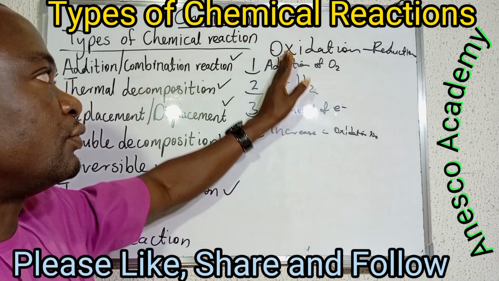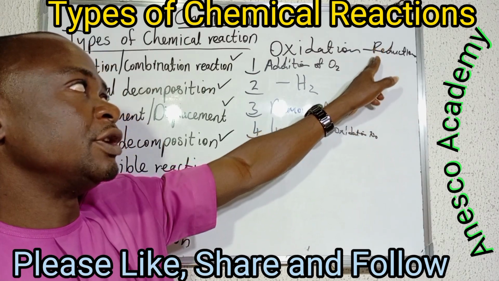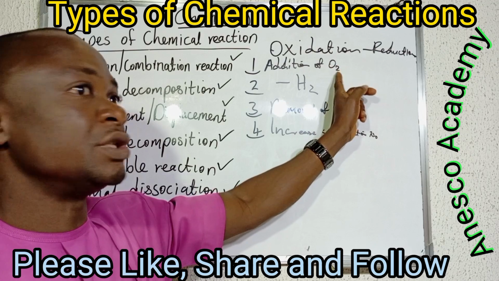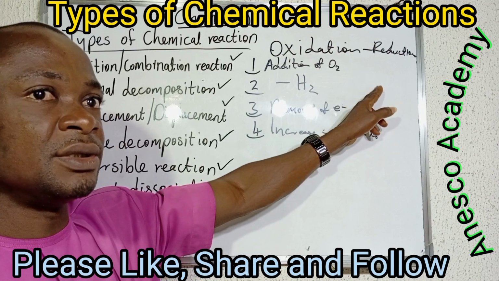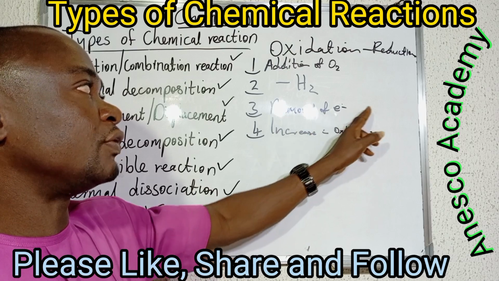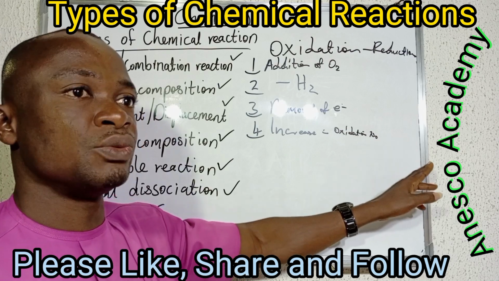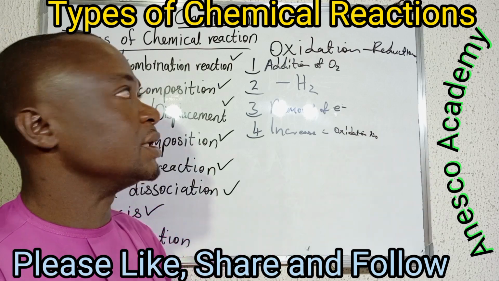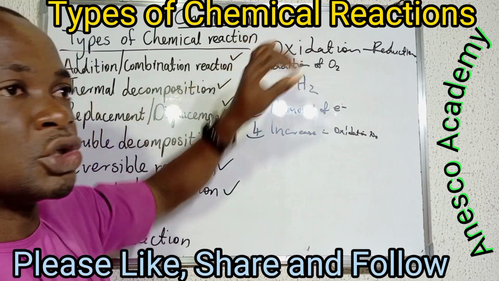Okay, opposite of this is what? Reduction. Now, reduction can be defined as what? Removal of oxygen. Number two, it can be defined as addition of hydrogen. Number three, it can be defined as addition of electron, which also means decrease in oxidation number.